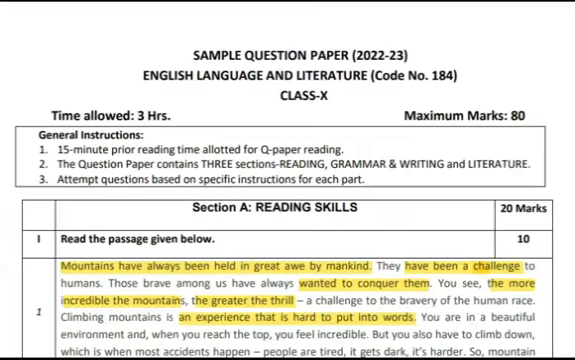So this is sample question paper 2022-23, English language and literature, code number 184, class 10. Time allowed for you will be 3 hours and maximum marks will be 80. Let us have a quick reading of general instructions as well.